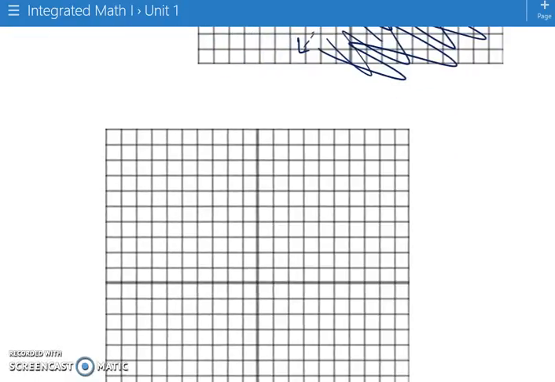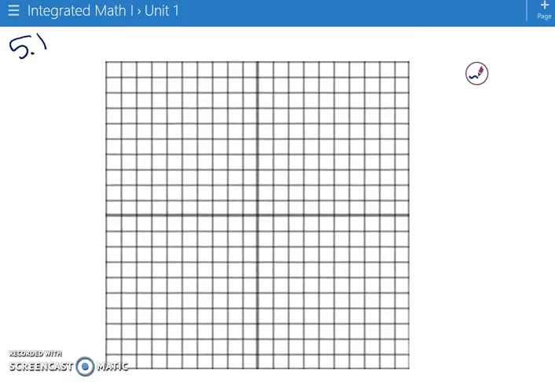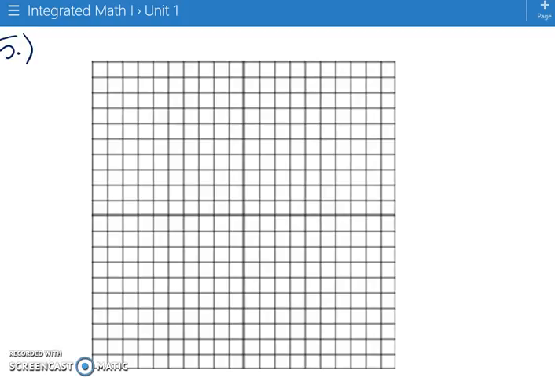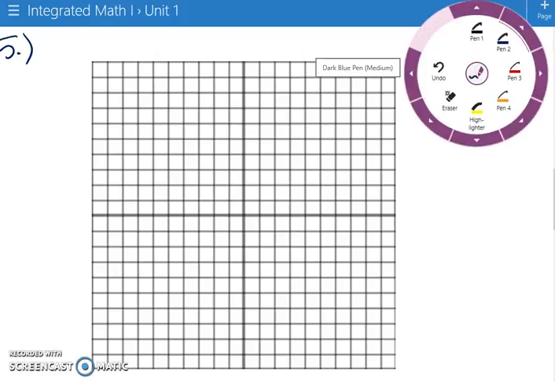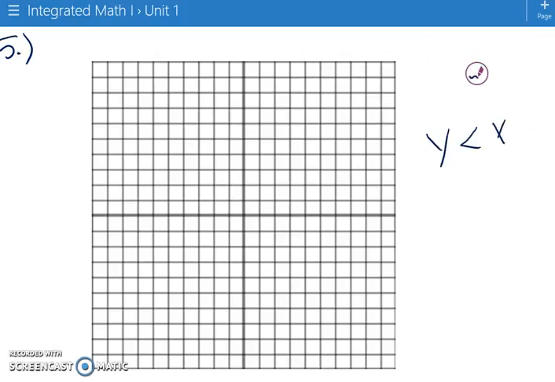All right, I'm going to skip on down to number 5. So this time we're given the inequality y is less than x minus 3, and we want to graph the inequality. So first things first, I need to determine my boundary line, which is taking that inequality sign, turn it to an equal sign, and I'm going to graph this. So graph the boundary line.